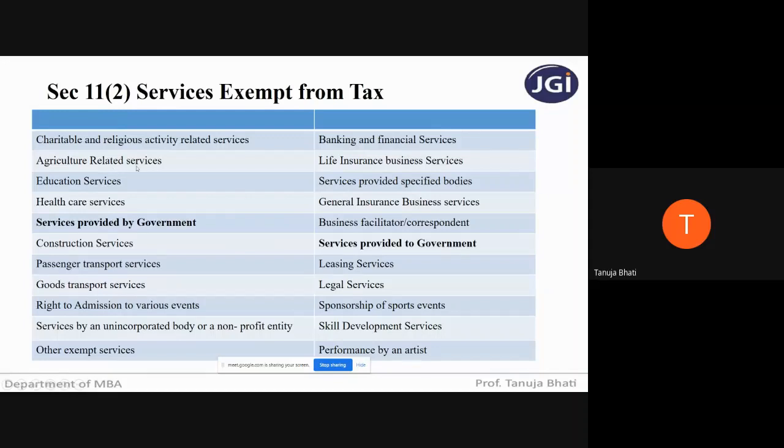Agricultural related services are exempt from tax. Education services: when you all pay fees, college fees, do they charge GST? No.